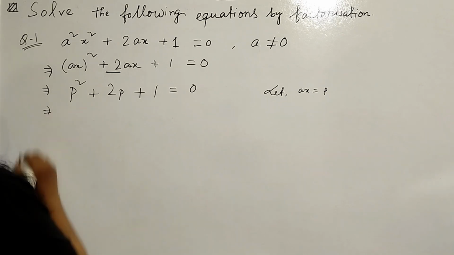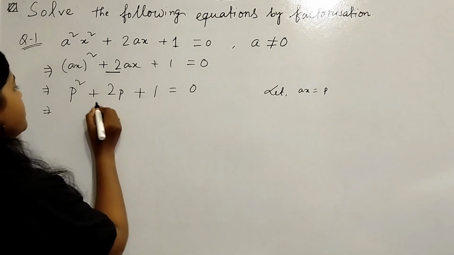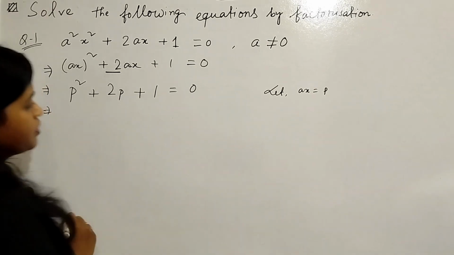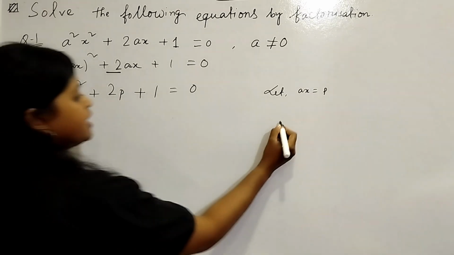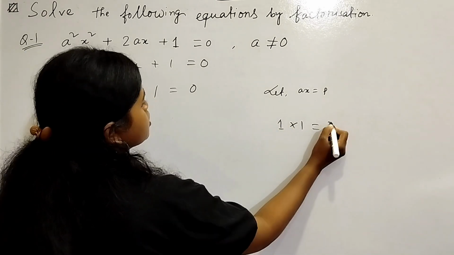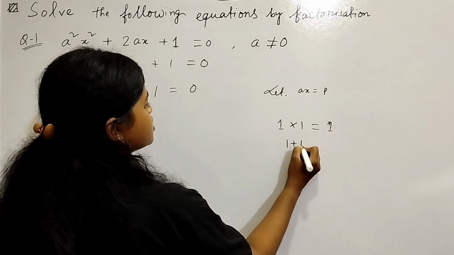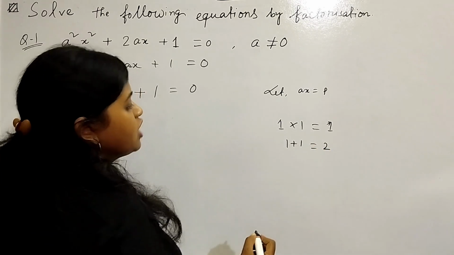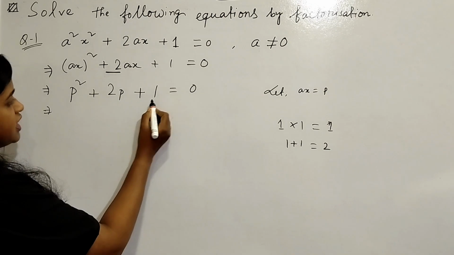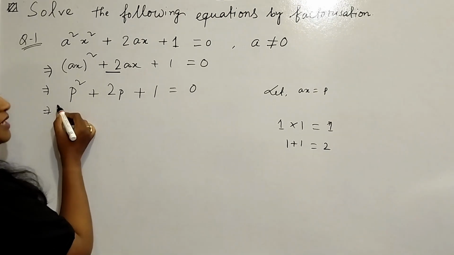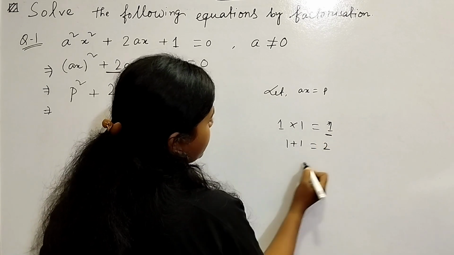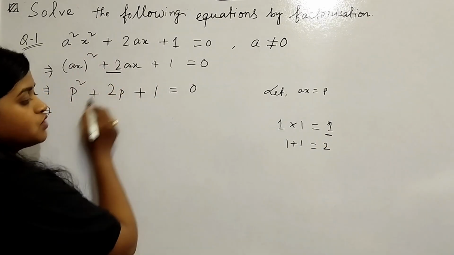So now we have to adjust the middle term. The middle term is 2p and the coefficient of p is plus 2. Then the coefficient of p square is 1 here and the constant term is 1. So 1 into 1 is 1. So if I add 1 plus 1, we get 2. Basically, what we have to do, we have to find out the product of the constant term and the coefficient of p square, and then by this product, we have to adjust the middle term.